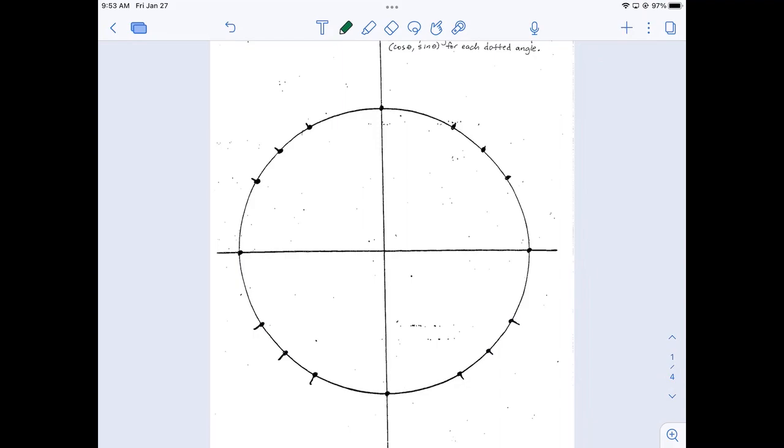Oh, wow. Pretty cool. All right, so you're going to have 5 minutes on Monday to complete this. Every single dot that you see is going to get an angle in degrees, radians, and an ordered pair, with the exception being 0, that gets 2 sets.